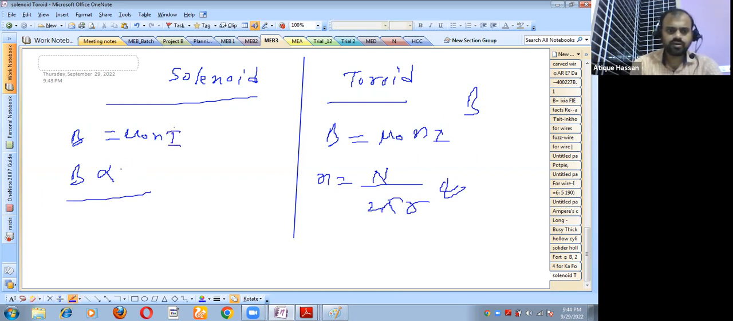We already know the formula B is equal to mu naught nI, where I is the current in the conductor and n is the number of turns per unit length. So all of you know this formula, right? Magnetic field due to a solenoid, mu naught nI. For toroid or solenoid, both have magnetic field mu naught nI. In case of toroid, n is equal to capital N by 2 pi R. Here R is the radius of the toroid and capital N is the number of turns. So all of you know this formula.